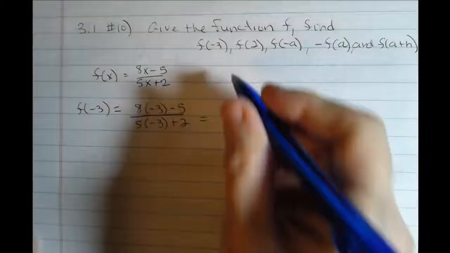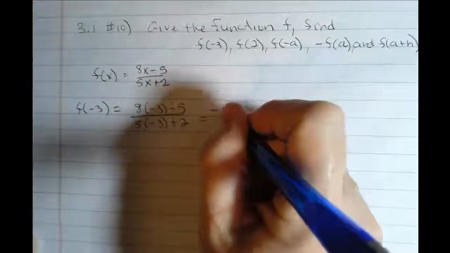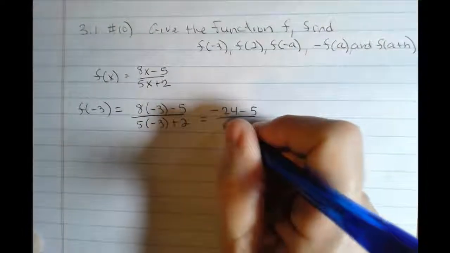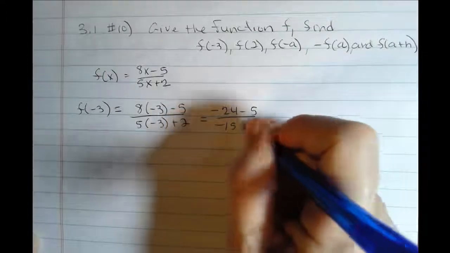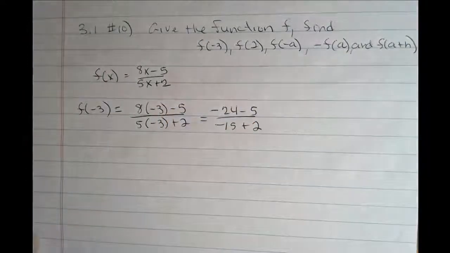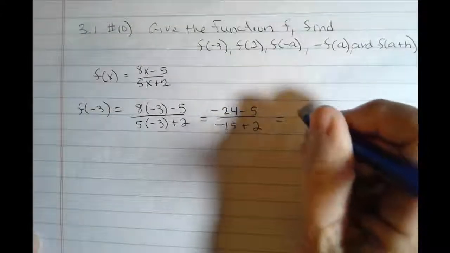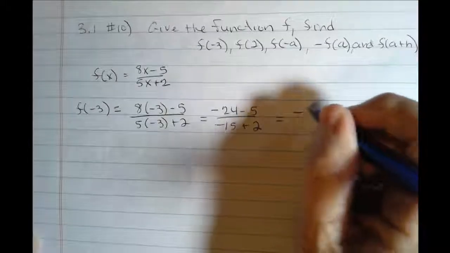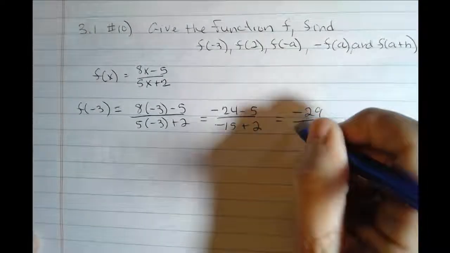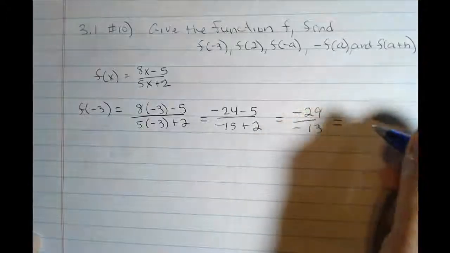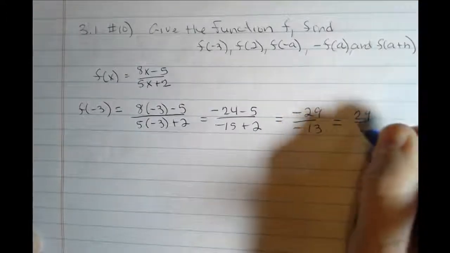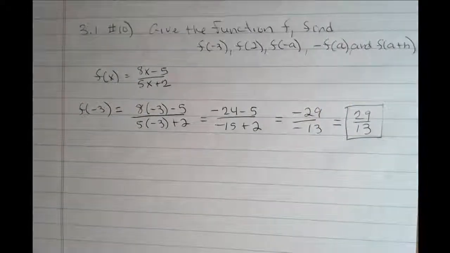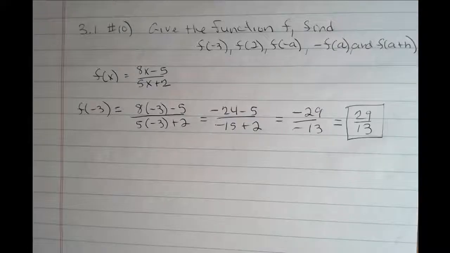8 times negative 3 is negative 24 minus 5. And then 5 times negative 3 is negative 15 plus 2. And that's going to end up being, looks like we have negative 29 over negative 13. The two negatives give us a positive, so we have 29 over 13. So that would be f of negative 3 for this particular rational function.